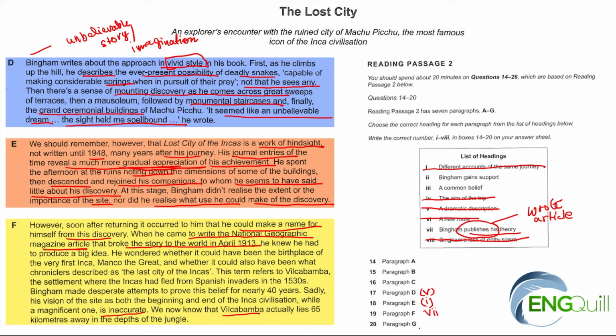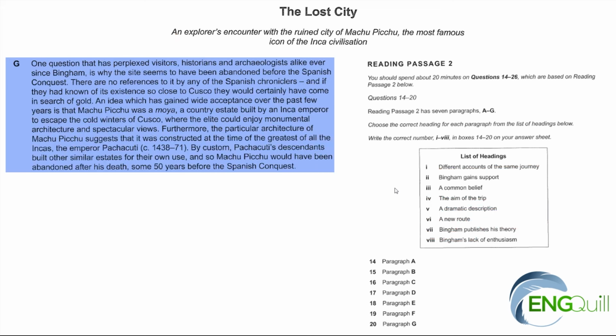Now we are left with the last one, and we have two headings here. Have you noticed that there can be two things which can happen? They might give you more paragraphs and fewer headings, or vice versa. So here what happened? We have one more heading, right? And fewer paragraphs. So now we have to see between 2 and 3, which one is going to be our answer for paragraph G.